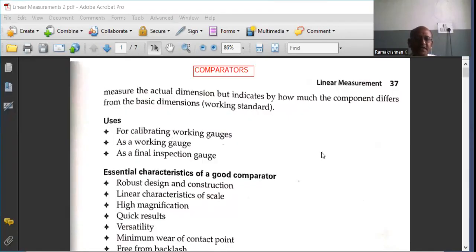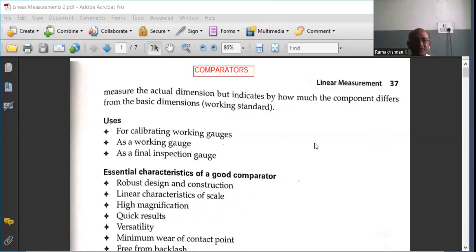Next to the linear measurement instruments like the screw gauge and vernier height gauge, there are other instruments called comparators. Comparators are also used in linear measurements. They are precision measuring instruments used to compare the actual dimensions with the standard, that is, block gauges. But they do not measure the actual dimensions; they only compare with the standard.